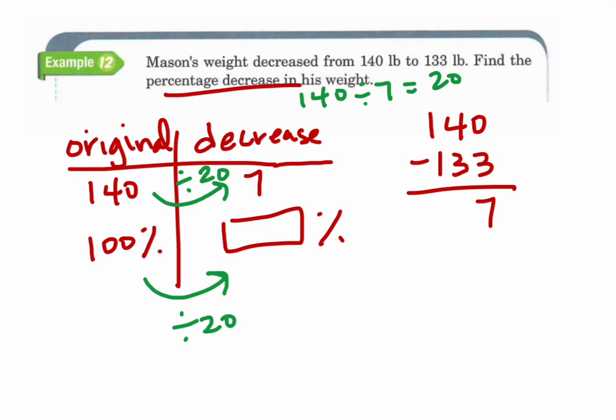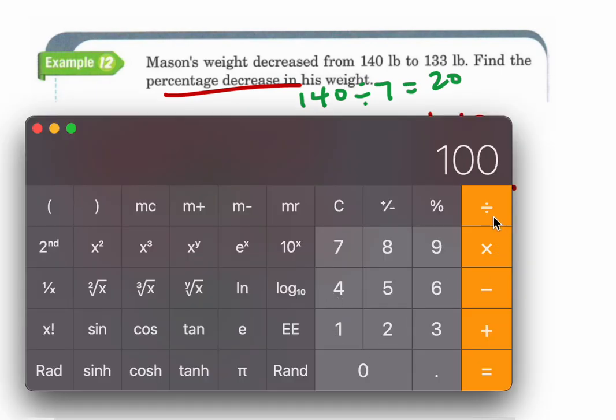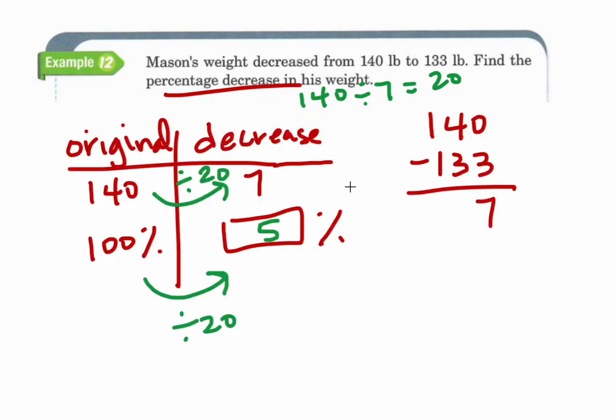So then 100% would also have to divide by 20 to get to our missing amount. 100% divided by 20 should be 5. And I can go ahead and check in my calculator if I want to be double confident. 5, yep. So by weighing 7 pounds less, we can say that Mason dropped down by 5% in his weight.